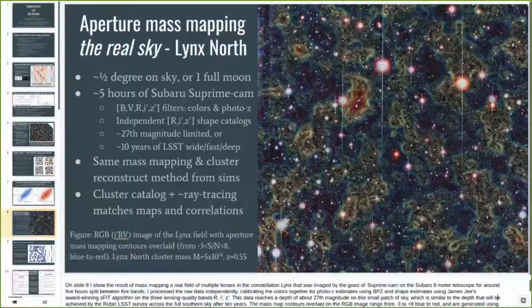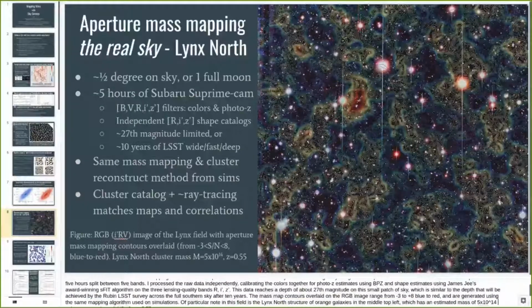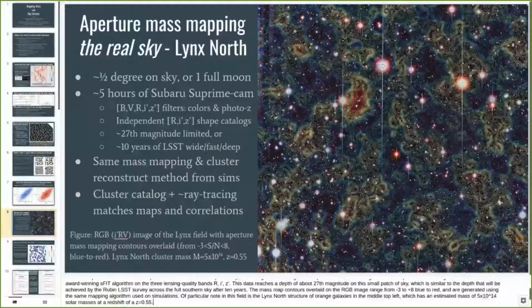This data reaches the depth of about 27th magnitude on this small patch of sky, which is similar to the depth that will be achieved by the Rubin LSST survey across the full southern sky after 10 years. The mass map contours overlaid on the RGB image range from -3 to +8, blue to red, and are generated using the same mapping algorithm used on simulations. Of particular note in this field is the Lynx North structure of orange galaxies in the middle top left, which has an estimated mass of 5 × 10^14 solar masses at a redshift of about a half.